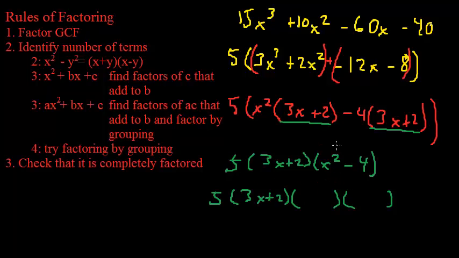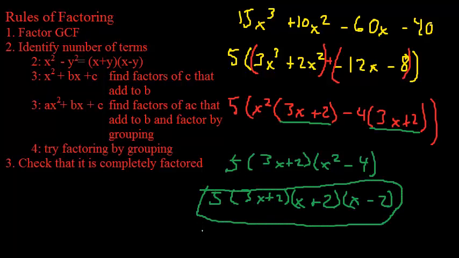The square root of my first term is x, and the square root of my last term is 2. I have one positive, one negative, and hopefully this will be my complete factorization. I check, is it completely factored? Now, I know these first two cannot be factored any further, x plus 2 and x minus 2, neither of those can be factored. So this indeed is my complete factorization.